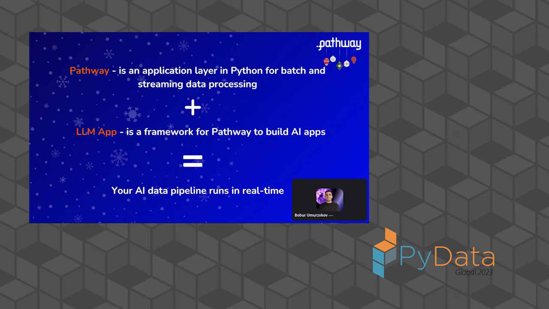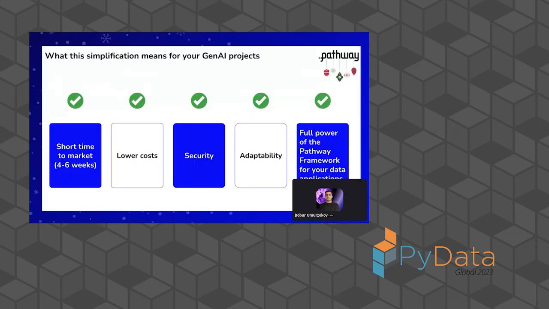That also makes simplification, in other words, to create your Gen AI projects, for example, which means you have a shorter time to go to market, with a lower cost, with high security, and easily adopted because you don't have to learn many tools, technologies, or additional concepts. And of course, you can take the full power of a streaming data processing tool like Pathway.